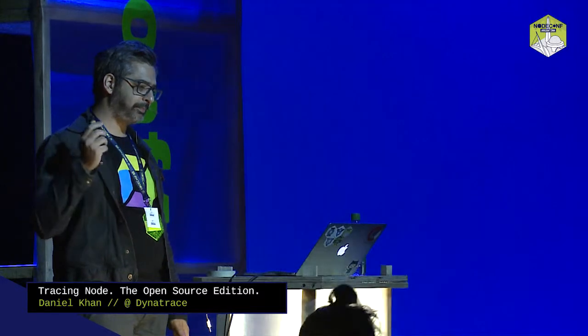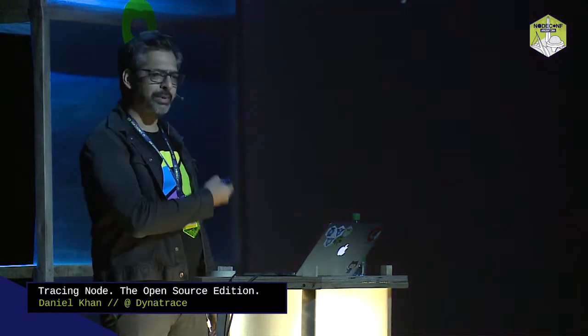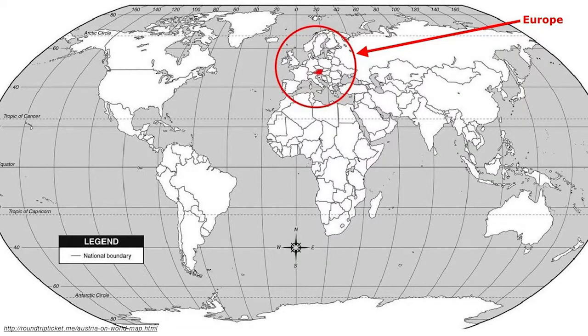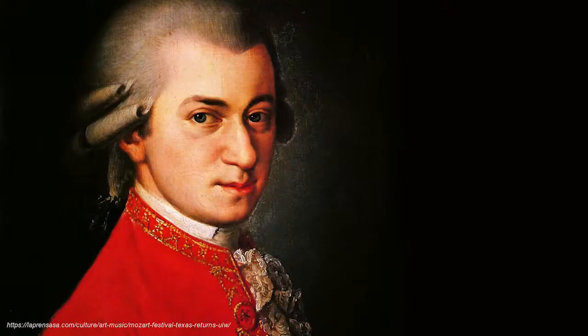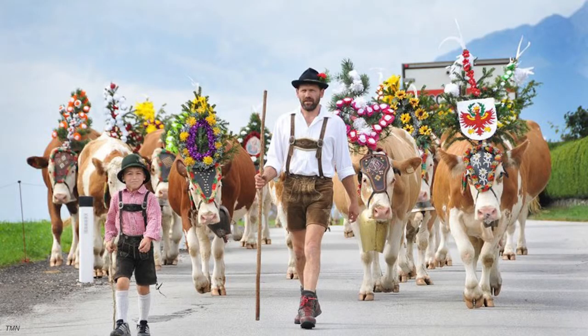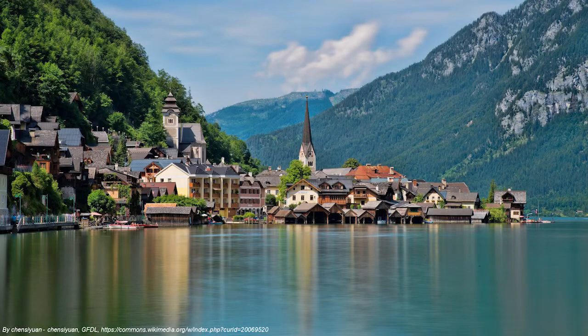So I'm Daniel Khan, I'm a developer since 1999 and doing Node since 2012. I'm lead technology strategist, but I guess they said it already. I'm from Austria. That's this little patch here in Europe. And we are known for Mozart, Red Bull, and Californian governors. This is what we look like on a regular Sunday. But seriously, if you ever end up in Europe, just drop by. Austria is small, so you can just travel through it and see nice places like that one.